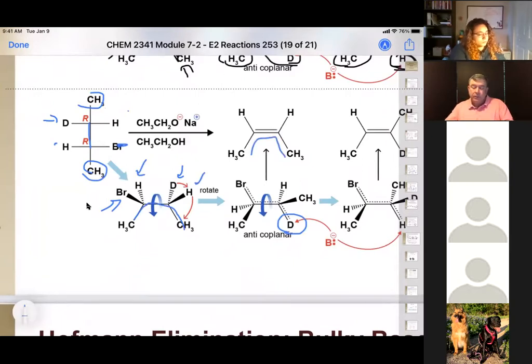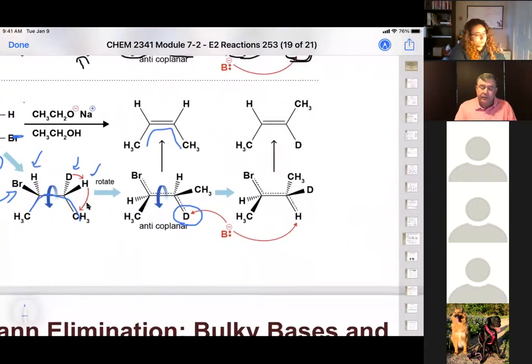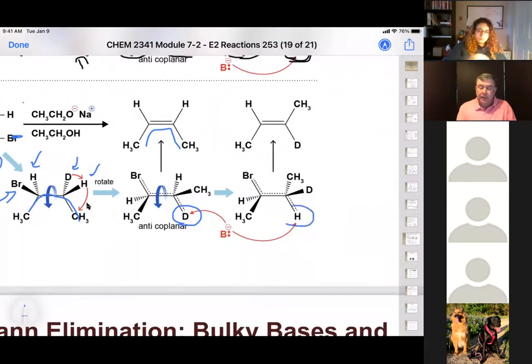And if we rotate it 120 degrees to give us the other isomer, so removing the hydrogen instead of the deuterium, notice the methyl group is now back because we rotated it 120 degrees that way. And we get to have our hydrogen anti to our bromine. It gives us the trans configuration.